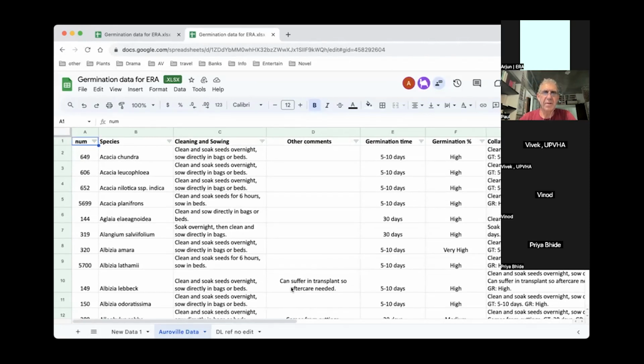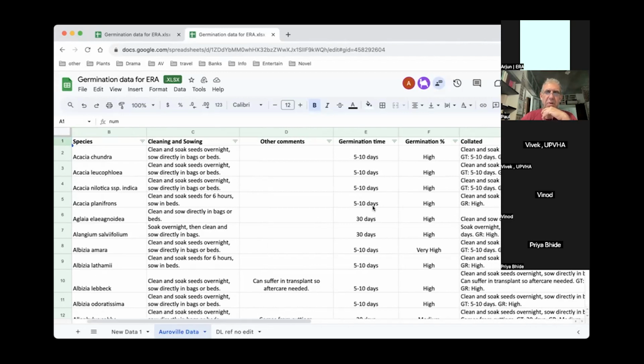So you've got other comments, if they can suffer in transplant, or we also have a virus that comes into the nursery, particularly on this species. So that sort of information is really useful for all of us. And then eventually we can also ask people, how do they solve problems? And then germination time, just so that we have a clear idea of how long we should be waiting.